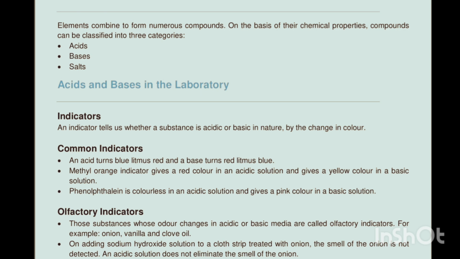Olfactory indicators are those substances whose odor changes in acidic or basic media. Examples are onion, vanilla and clove oil. On adding sodium hydroxide solution to a cloth strip treated with onion, the smell of onion is not detected. An acidic solution does not eliminate the smell of the onion. From all these three, we can get to know whether a substance is acidic or basic. Hope you have understood common indicators and olfactory indicators.